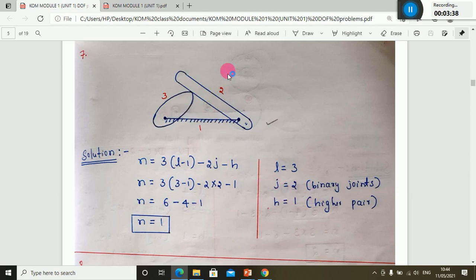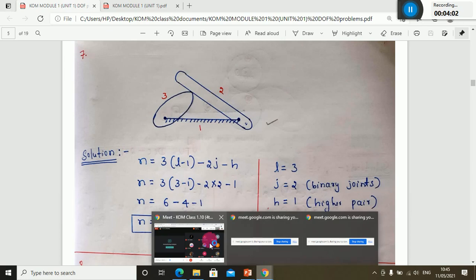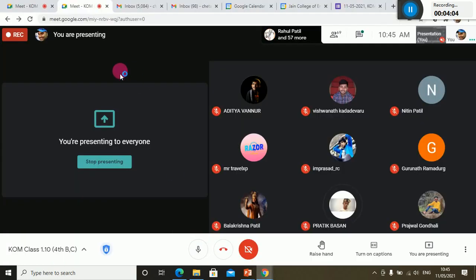And you can see in this mechanism, there is a point contact. The contact between the second link and the third link is in the form of a point, which is nothing but a higher pair. So h is equal to 1, which means the number of higher pairs is 1. After inputting all the values, you'll get the degrees of freedom as 1. Whether you're getting the answer, that is n is equal to 1. Yes, sir. Okay.